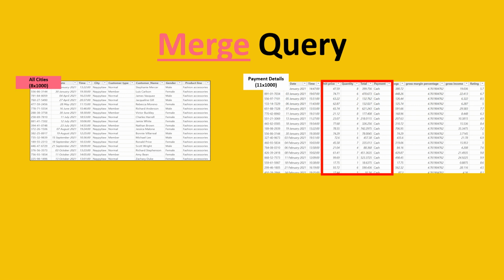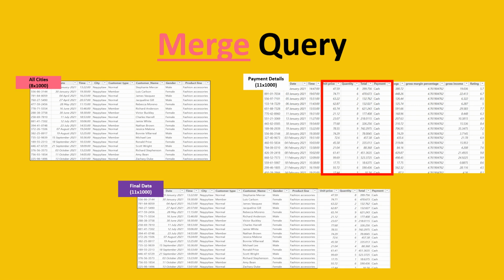Now we want to create one complete table, something like this, which would have all the columns from all cities, but also these specific 3 or 4 columns from the other table, okay? So you will end up with approximately 11 or 12 columns in the final data, and you would have the payment details from this right table. If you take this as left and this as right, it will be a left merge query, so here we will be doing a left join. If you have worked with SQL, then you know what a left join is, and that's exactly what we will be doing over here.